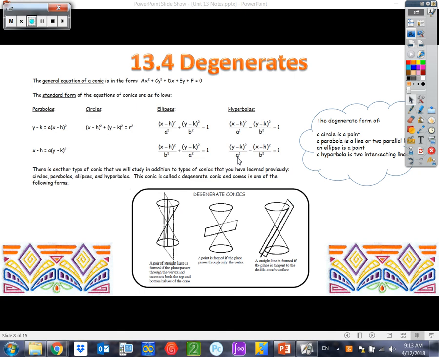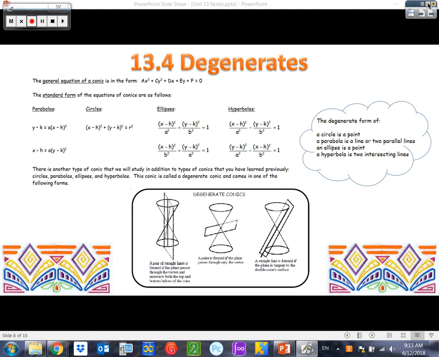Okay guys, let's take a look at today's lesson. So we're going to be focusing on degenerate conics. You probably have not looked at that topic, at least in Algebra 2. This is new. So let's talk about what is it? What is a degenerate conic?